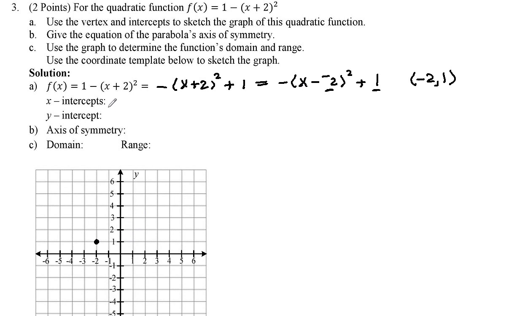And now intercepts here, for the x-intercept, you're going to set the y-coordinate, which is the whole function, equals 0. So we're going to set the 1 minus quantity x plus 2 squared equals 0.